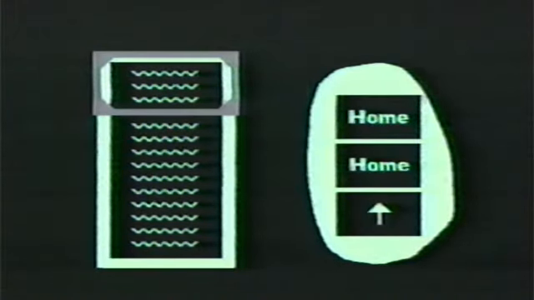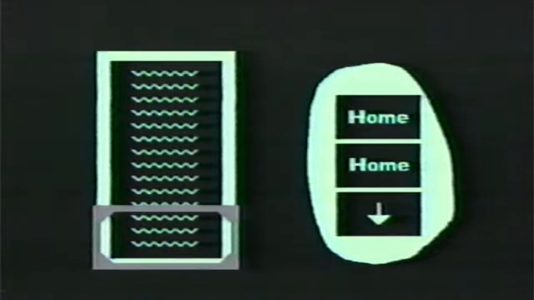Press Home twice, followed by up arrow to scroll all the way to the start of the document. Correspondingly, pressing Home twice, then the down arrow key scrolls to the end of the document. Use cursor control to add text anywhere in the document. Just move the cursor to where you want the text and begin typing.